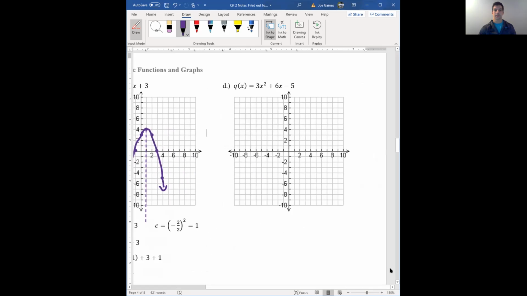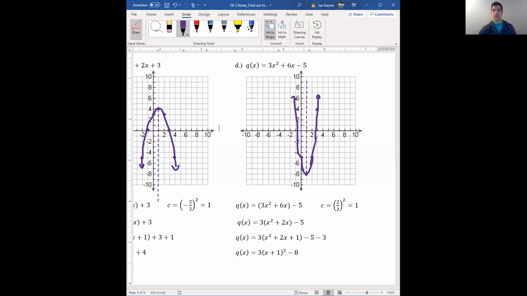Last problem here for today. Let's go ahead and take a look at D. What I want you guys to do at this point is to pause the video. See if you can complete the square here to come up with an equation for Q of X that's going to be in vertex form. So go ahead and pause, and then you'll see if you get the same thing that I got.